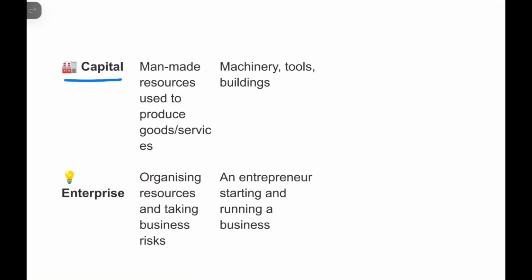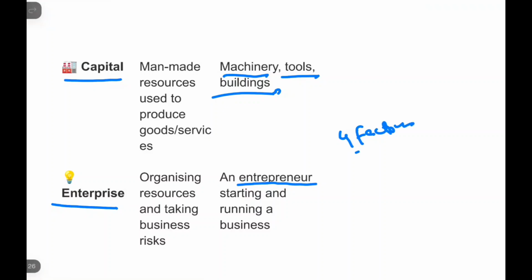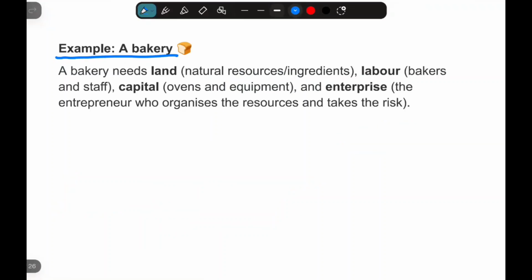The third one is capital. Capital means man-made resources used to produce goods or services. It includes machinery, tools, and buildings. The next one is enterprise: organizing these resources and taking the business risk. The person who takes this risk is known as an entrepreneur, who starts and runs a business. All four factors are equally important. An example is a bakery. A bakery needs land, labor, capital, and enterprise.